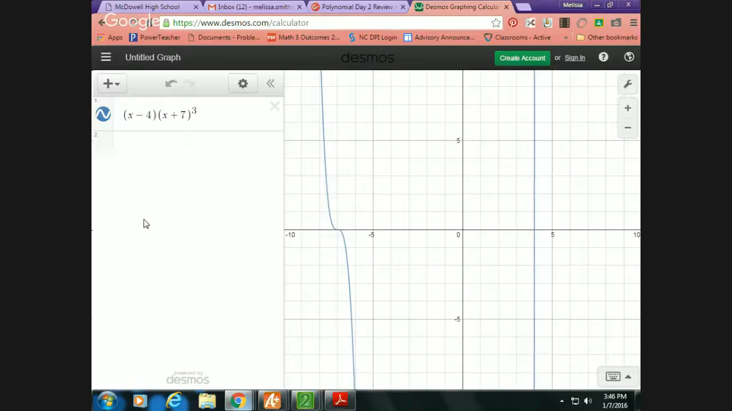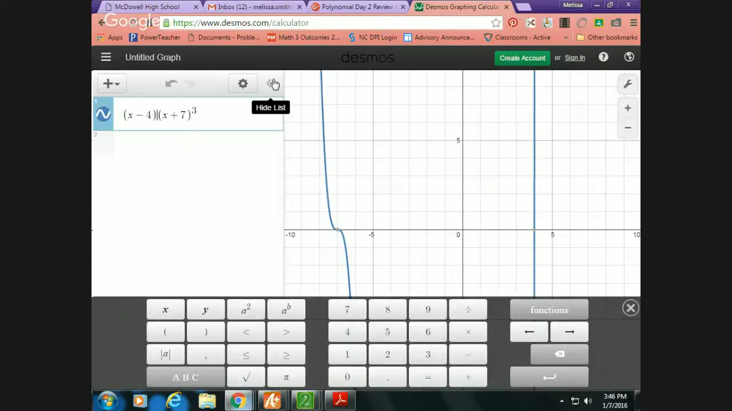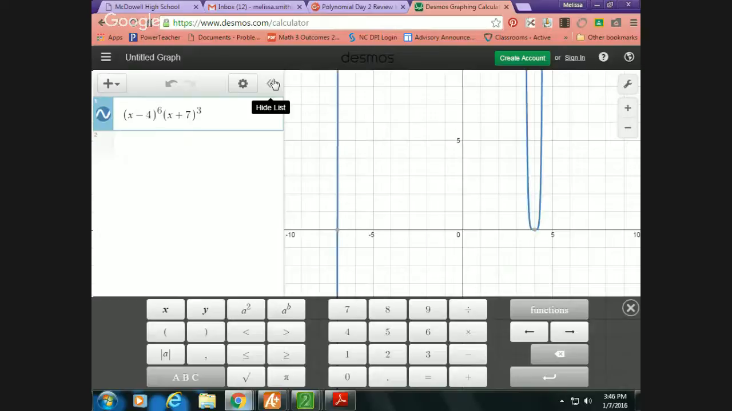Anytime that it's even, it's going to touch it and then come back up, or touch it and go back down, depending on if it's upside down or right side up. So if I did minus 4 and I put it to the power of 6, okay, well, this one, yet again, it touched it and it went through on the negative 7 because it's odd. But at the 4, it touched it and then it came back and turned. Okay, evens will always turn back around.